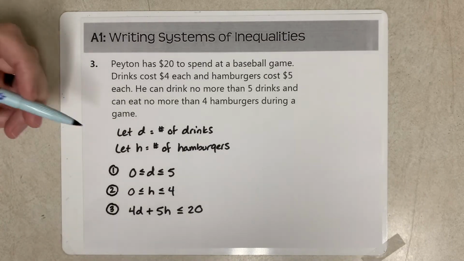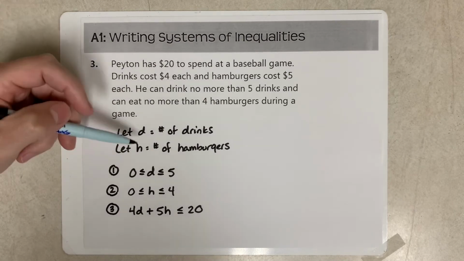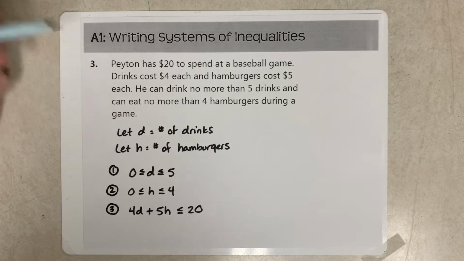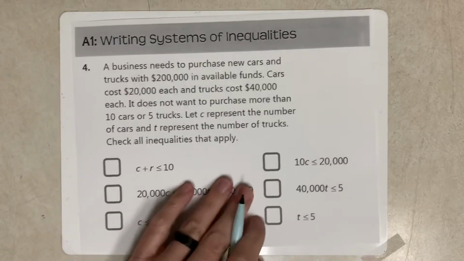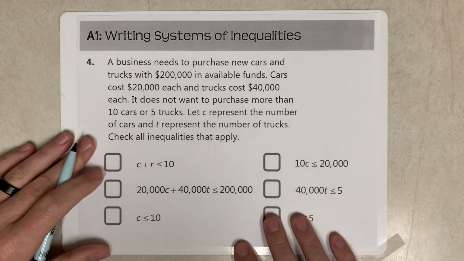Now the EOC will probably define them for you, so you're not going to have to just pick and choose. They're going to tell you what they want you to use for these 2 items right here. And here's our last one, number 4. This one's a multi-select, so let's take a look.